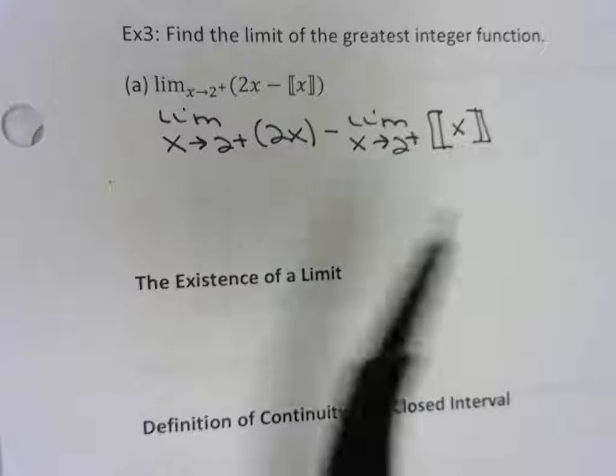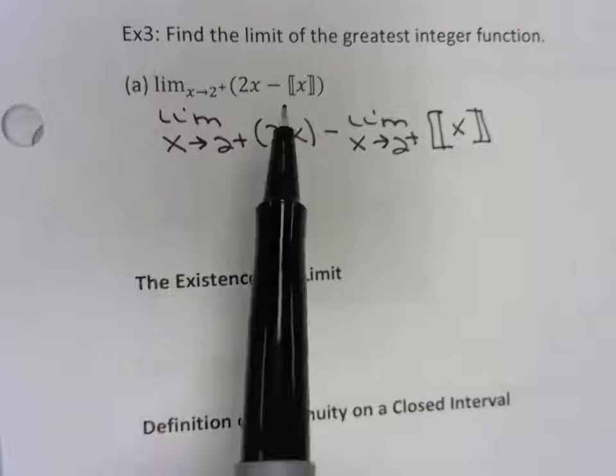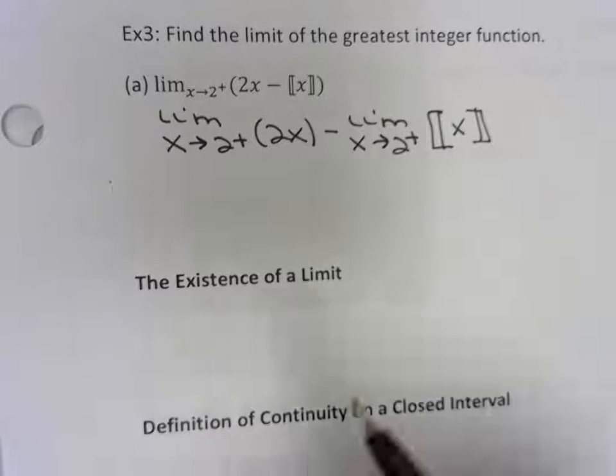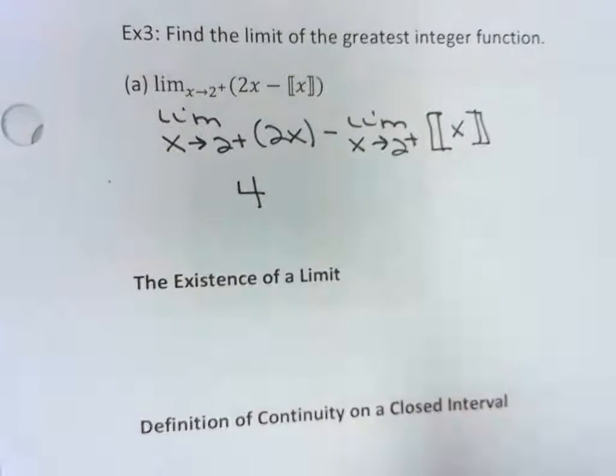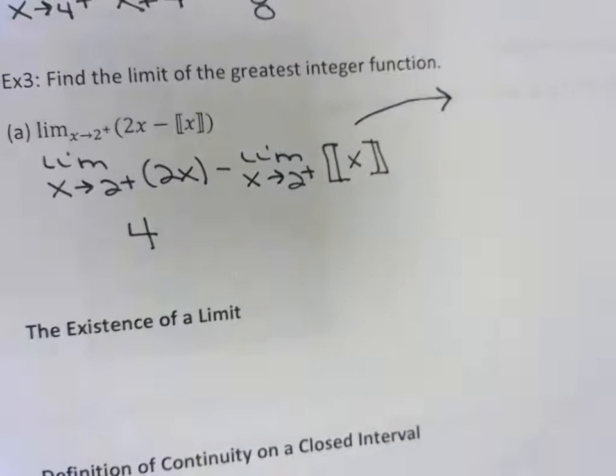As I look at the part on the left, I can just plug in a 2, so that's just going to be 4. We're good with that. We still know nothing about the greatest integer function, but at least it makes it a little more doable. Now, as I look at the greatest integer function, this is what it looks like. This is kind of the definition. You don't work with it very often.